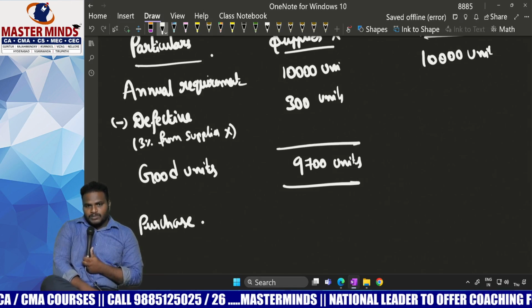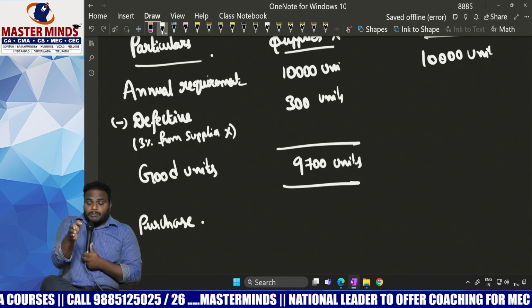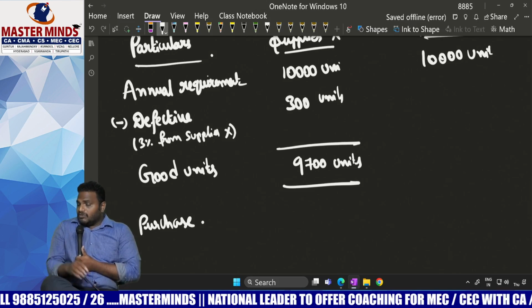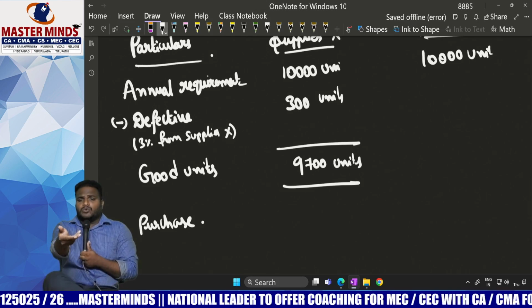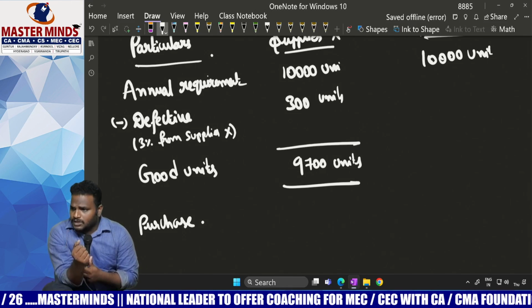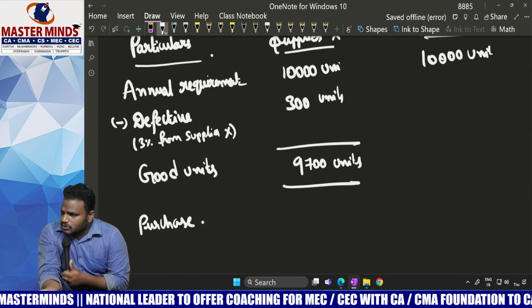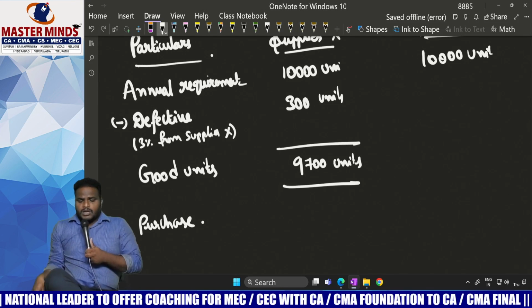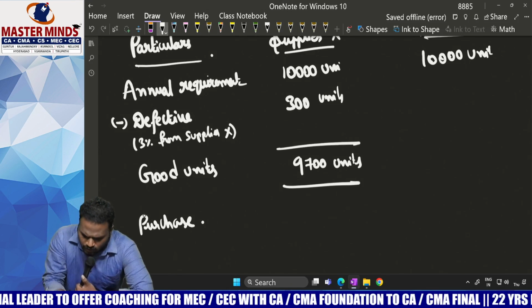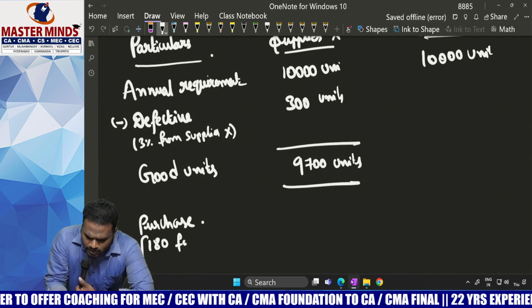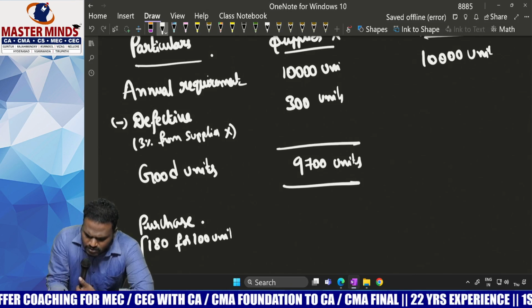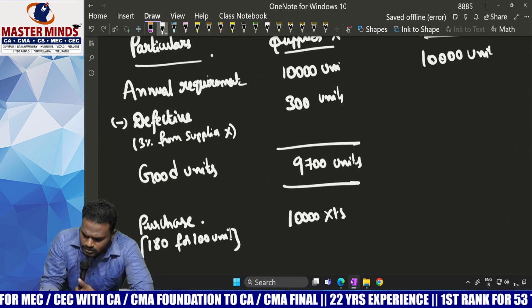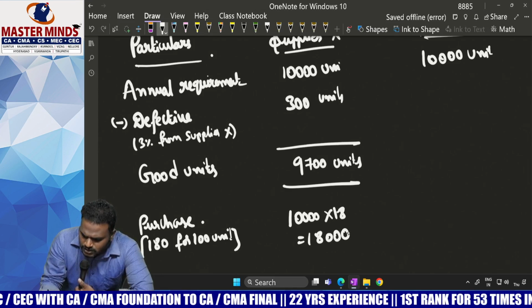Please focus here. Here we are purchasing without inspection. Yes or no? We will not make payment for defective units only when you implement the inspection. Here we don't do any inspection, so we will make full payment. Now here the purchase price is 180 rupees for 100 units, so for 1 unit 1.8. Now 10,000 into 1.8, the purchase price is 18,000.